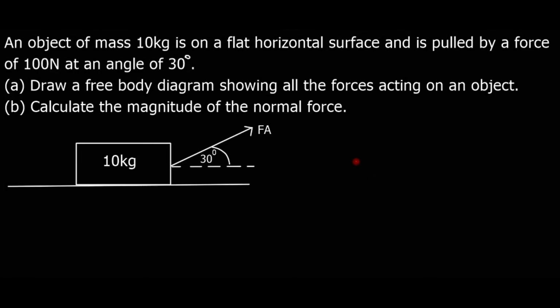This one is an object of mass 10 kilograms on a flat horizontal surface, pulled by a force of 100 newtons at an angle of 30 degrees. It is a different situation compared to the previous example. But first, part A question: draw a free body diagram showing all the forces acting on the object.